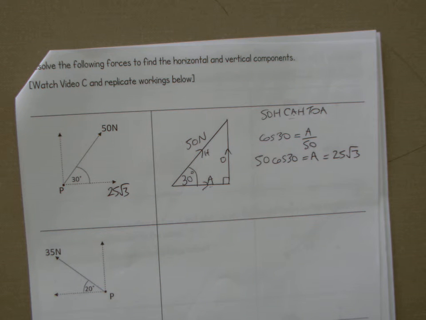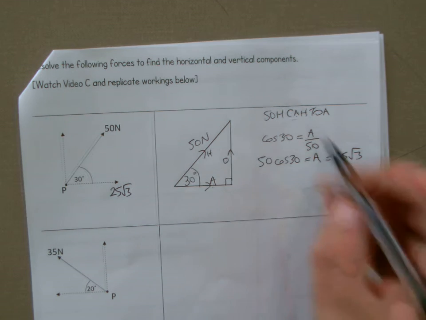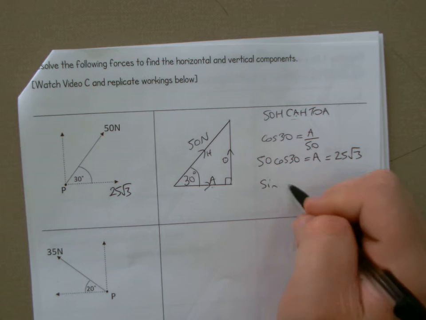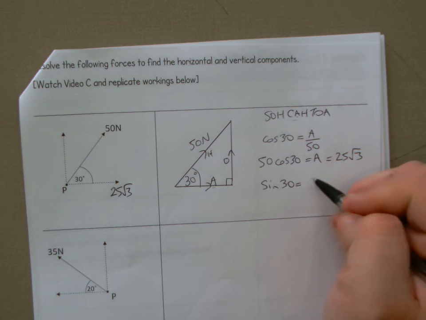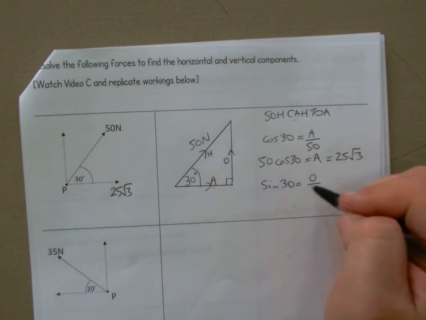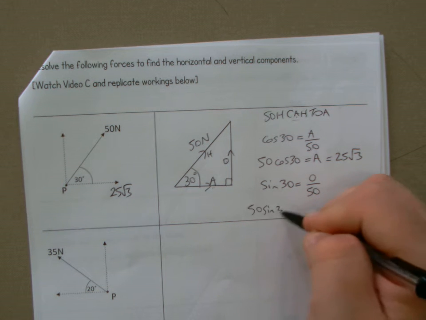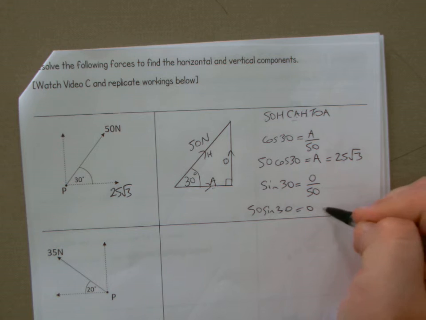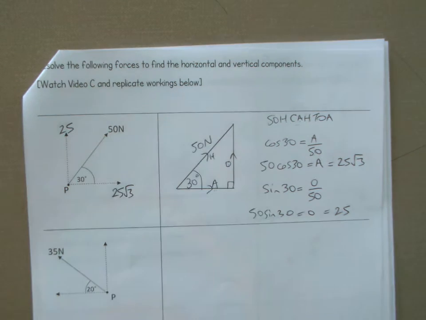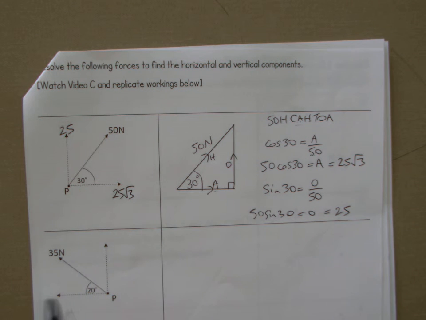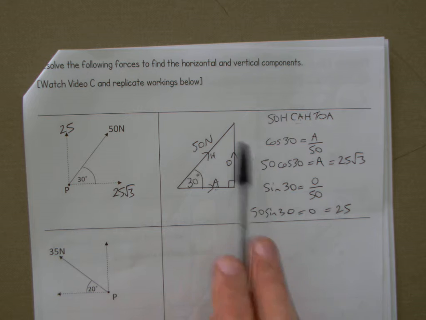To get the vertical component, we want the O, don't we? So O and H I'm going to use, so sine of 30 equals opposite over H, opposite over the hypotenuse. Take the 50 up. If you do that on your calculator, it comes out to be exactly 25. So that component there is 25. But just think now how I got these, because we don't have to do these triangles every time.